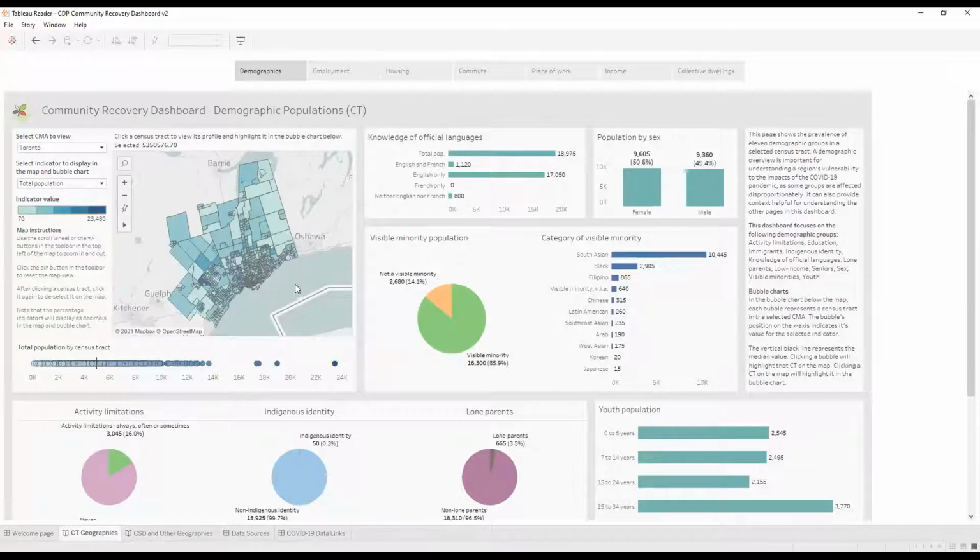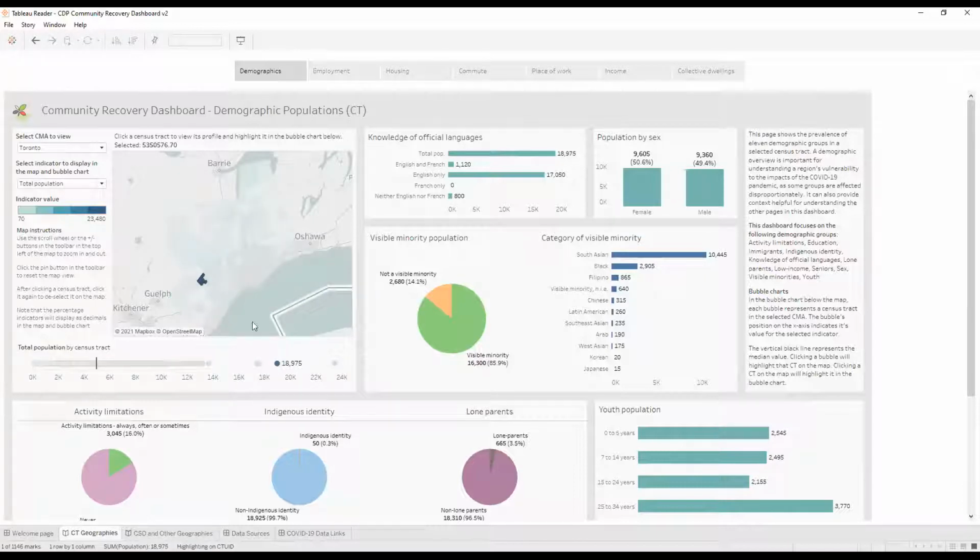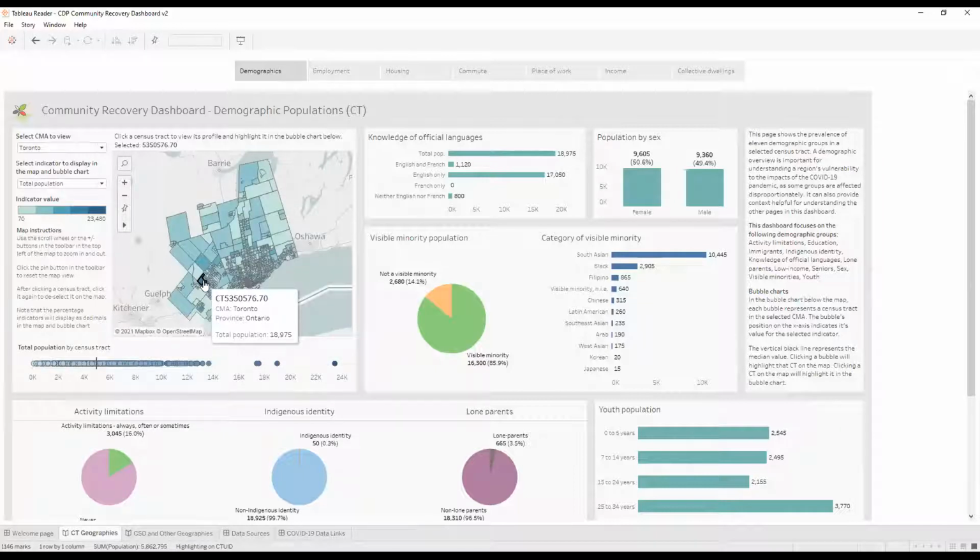So now all tabs in the dashboard include these bubble charts, which are basically a method for comparing geographies. Each bubble represents a geography in the city you're viewing. And so it lets you see the spread of data, and then also clicking on a value will highlight it so you can see where it sits among the census tracts in that region, and this line represents the median. So you can compare the values to the median.